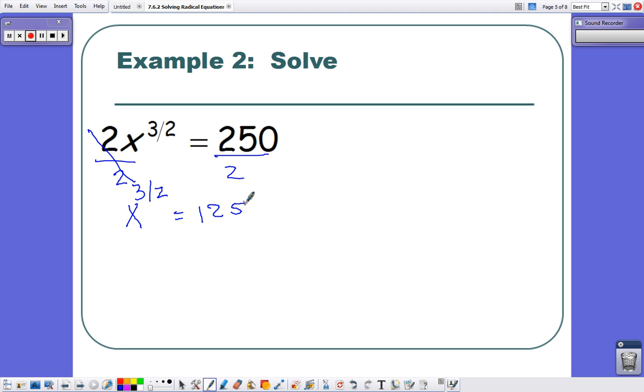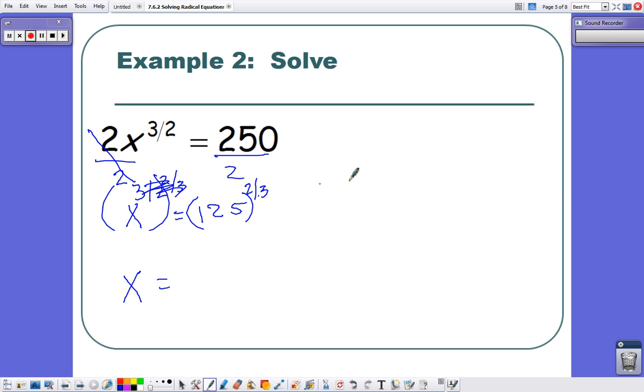The way you get rid of fractional exponents, just like we did in the previous one, is to get just an exponent of 1. Anytime I want to get to an exponent of 1, I multiply by its reciprocal. So 3 over 2 raised to the 2/3 power, everything cancels out, and I get my 1. But I have to raise this side to the 2/3 power.